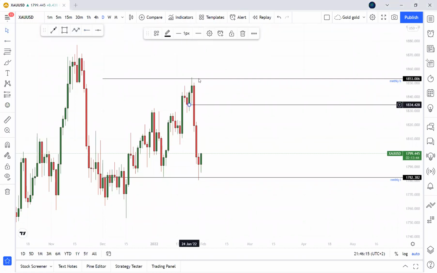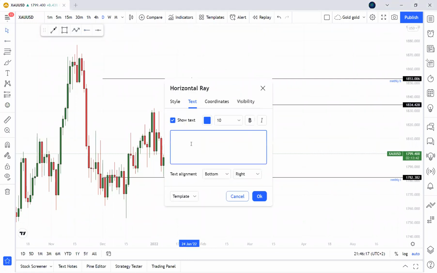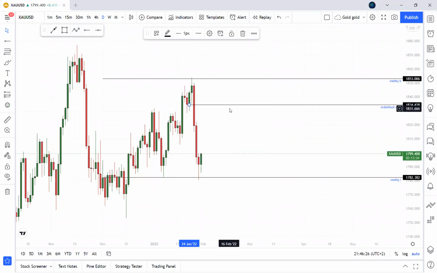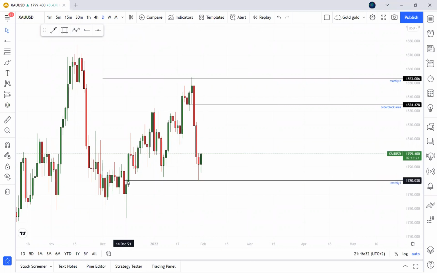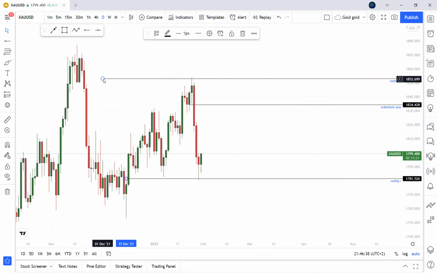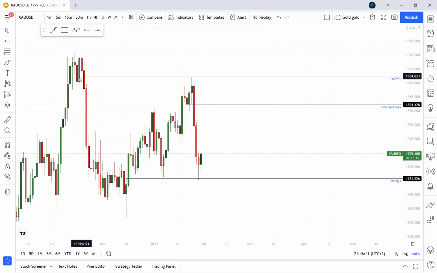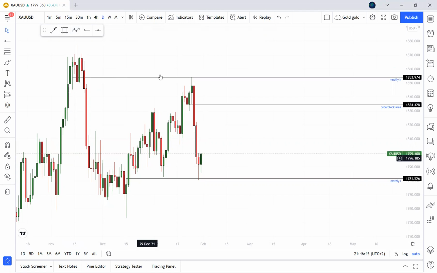Let's highlight the order block area, right? And then from there, we want to see some sort of a rejection candle for price to go lower. That's the only way. If price does not do that and it goes above that high, then the monthly candle was a retest for price to go higher. So this week, we will be watching price very carefully.